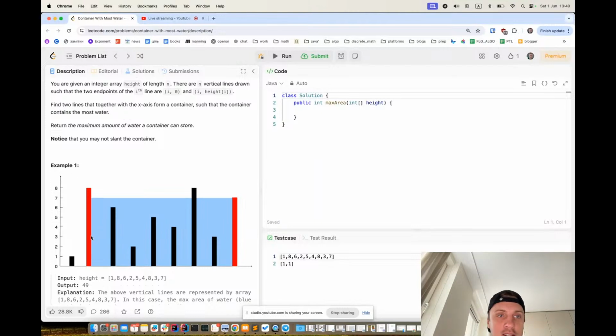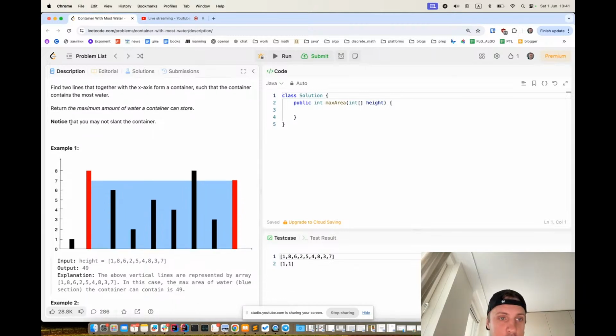So we are given an array of heights of length n, and there are n vertical lines drawn such that the two endpoints of the i-th line are (i, 0) and (i, height[i]). We have to find two lines that together with the x-axis form a container, such that the container contains the most water. And we have to return the amount of water a container can store. Note that you may not slant the container.